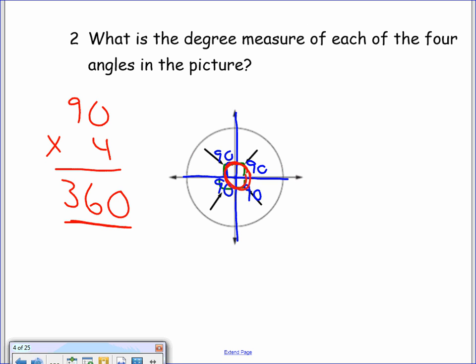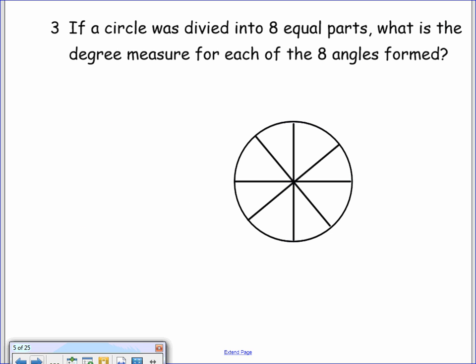Next problem. The circle was divided into 8 equal parts. What is the degree measure of each of the 8 angles formed? Now I took this and I broke it apart into 8 parts. We have 1, 2, 3, 4, 5, 6, 7, 8. They want to know what one of those angles is. It's not confusing, kids. You have 360, right? So that's our total. All those angles together equals 360.